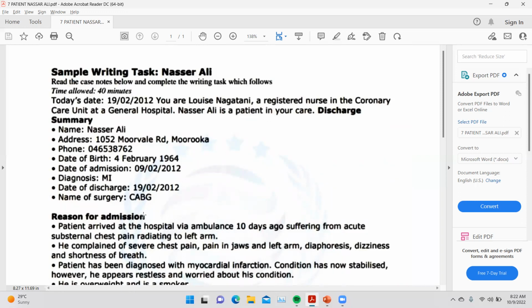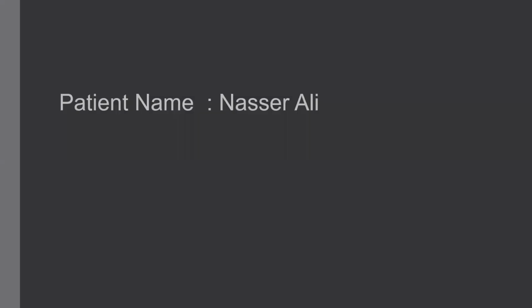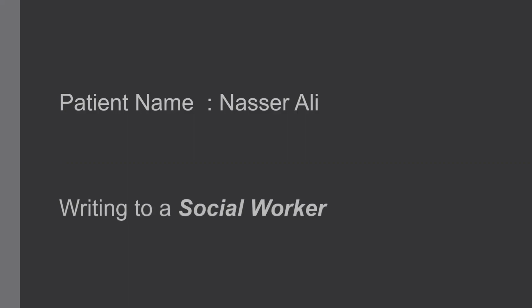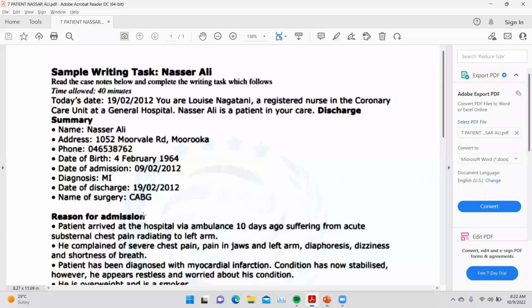The first one, today's date, 19 February 2012. You are Louis Nakatini, a registered nurse in the coronary care unit at General Hospital. Nasir Ali is a patient in your care, discharge summary. The first thing that we have to take from there is the patient name, which we already took, and we are writing to a social worker. That's fine. And what points do we have to take?